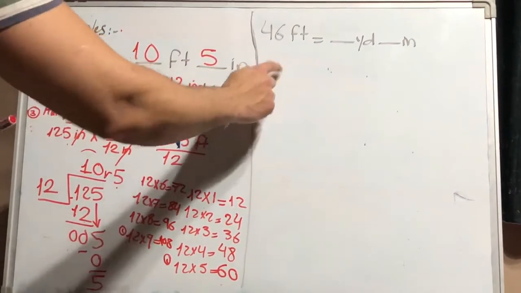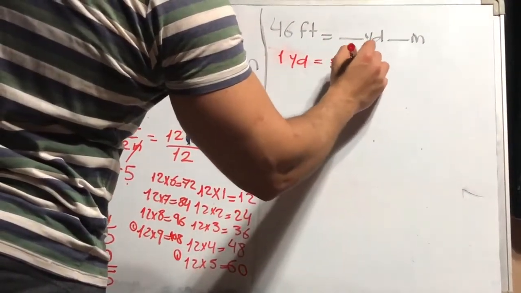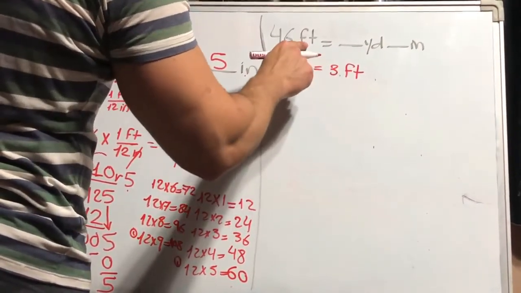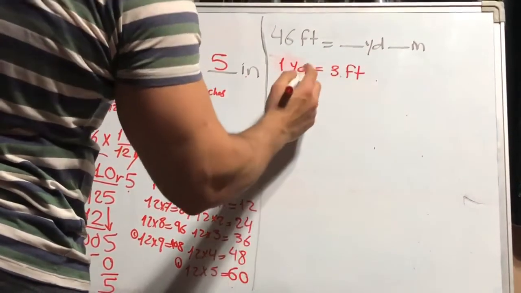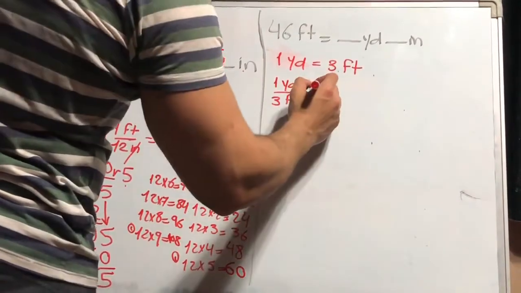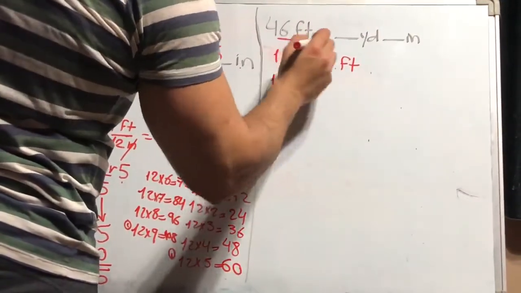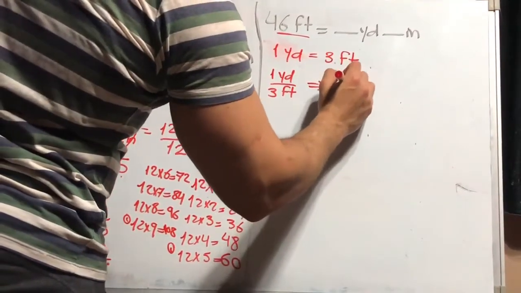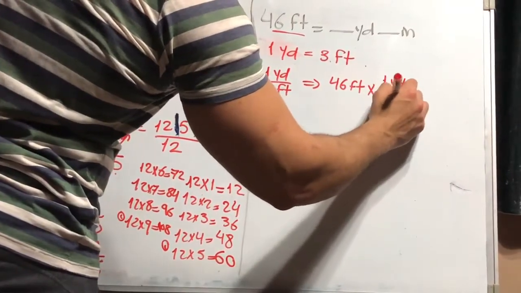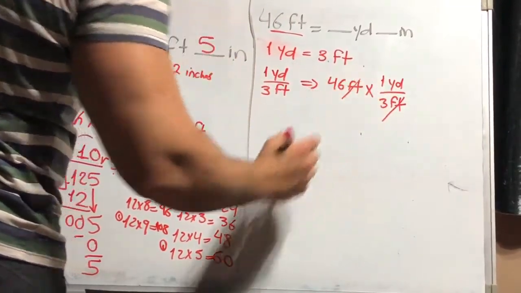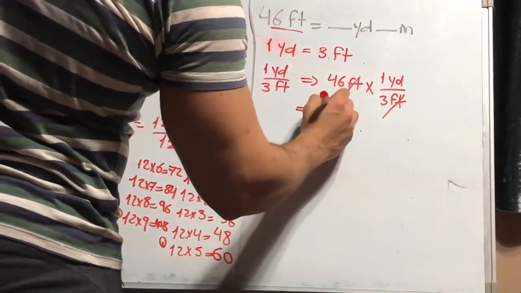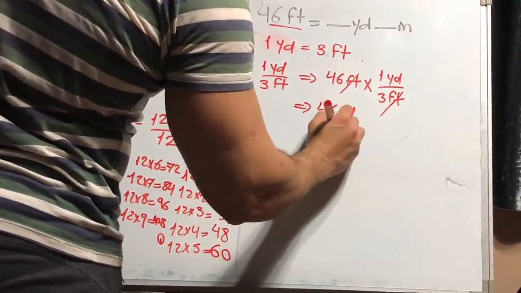Okay, let's take this one for example. 46 feet equals how many yards and feet? What is the rate? Here, I want the feet to disappear and I want the yard to stay. So the rate is going to be 1 yard over 3 feet. Multiplying this number by the rate, I get 46 feet multiplied by 1 yard over 3 feet. Feet goes away with feet. Now I have 46 multiplied by 1 yard over 3. So it's 46 yards over 3.